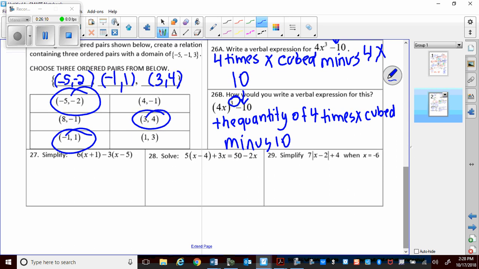Now, 27, 28, 29 are special. In 27, are we solving for x? No, how do you know? There's no equal sign. 28, are you solving for x? What about 29? Do we know what x is? So 3 different types of problems.